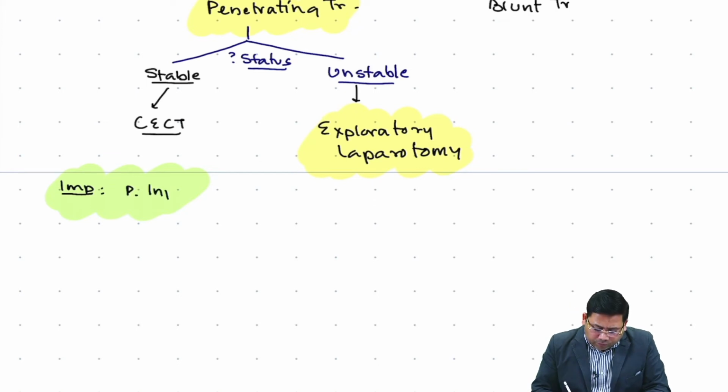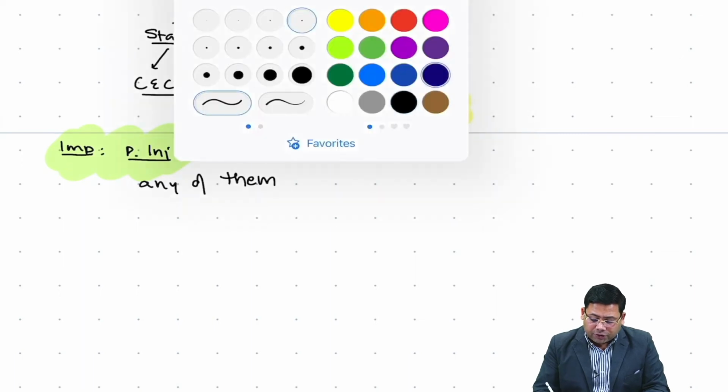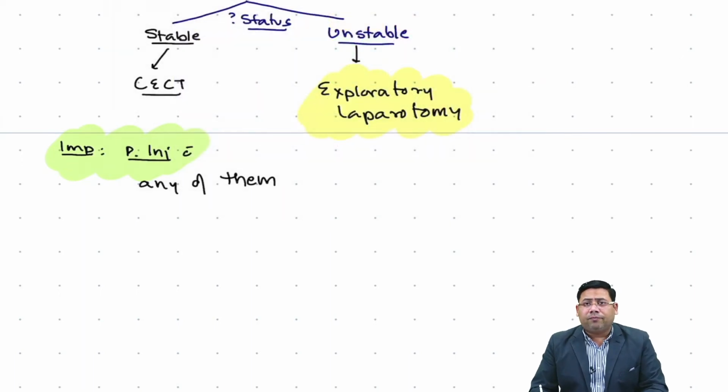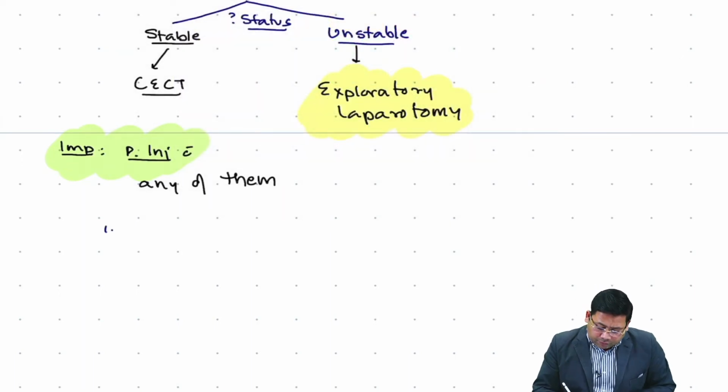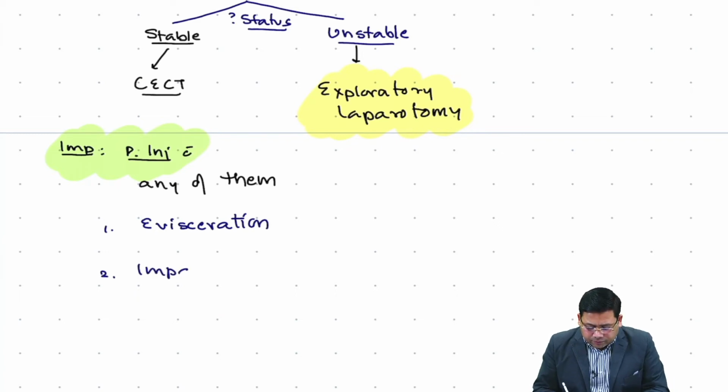Penetrating injury with any of them. Now, what do you mean by any of them? This is very important. So, penetrating injury with any of them. What is that any of them? First is evisceration. So, penetrating injury with evisceration. The second is impaled object.